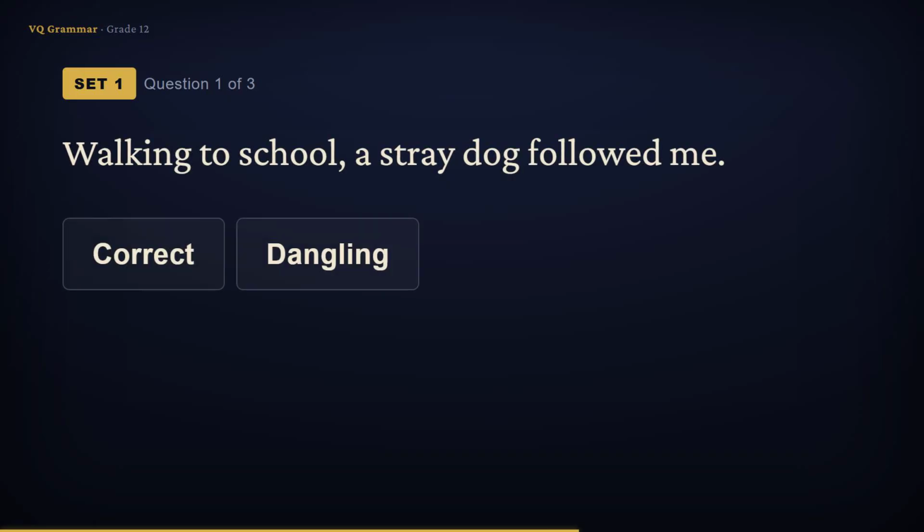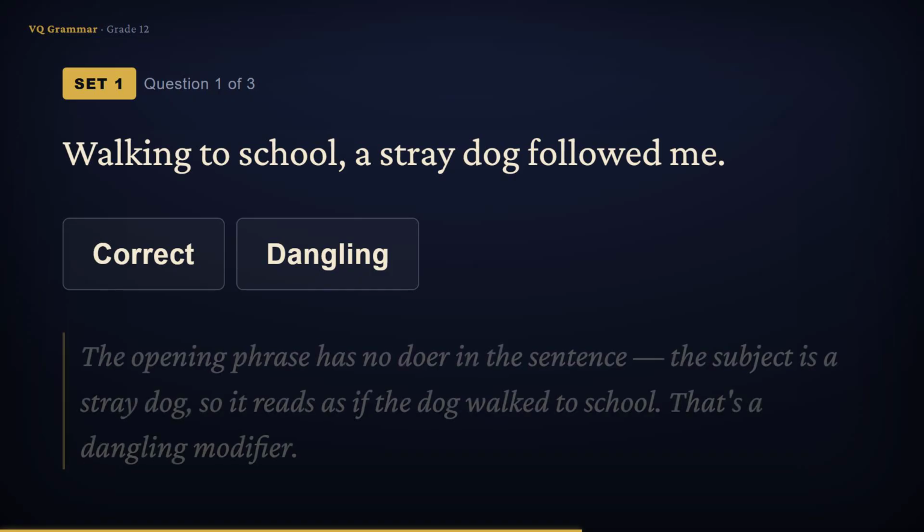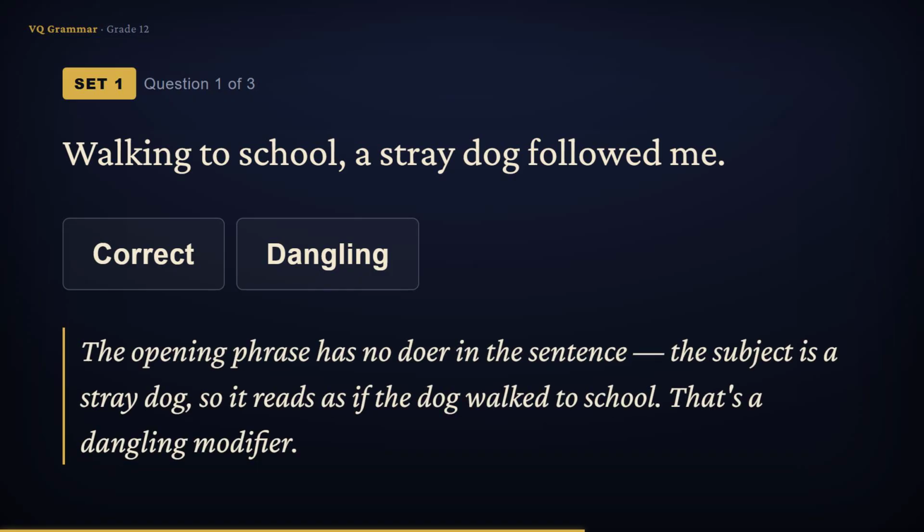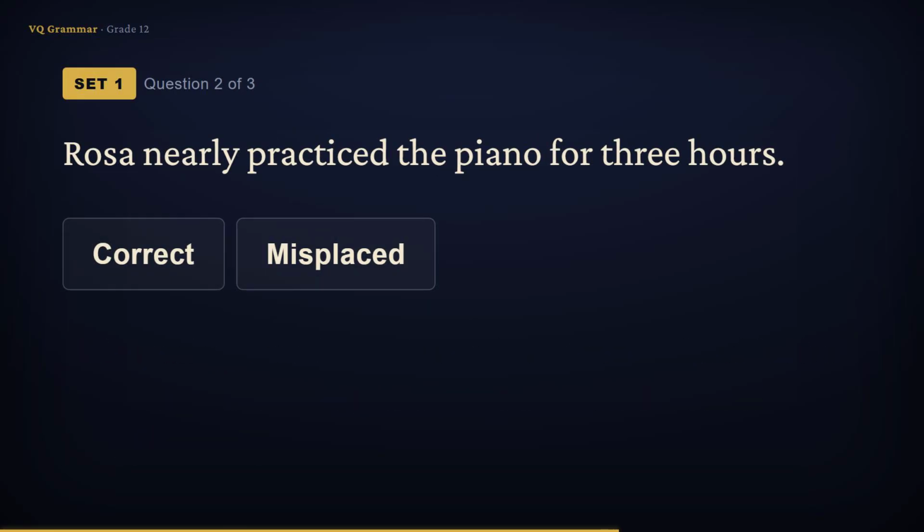Walking to school, a stray dog followed me. Ask the key question. Who was walking to school? It certainly wasn't the dog, but the dog is the subject sitting right after the phrase, so the sentence accidentally says the dog was walking. The person who was really walking, me, never appears as the doer. This one is dangling.